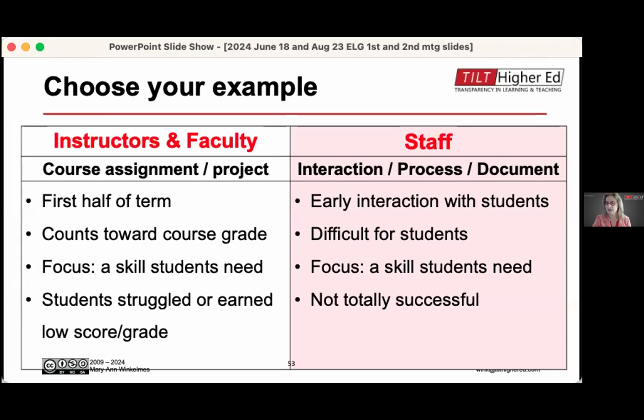A skill they need, an assignment that maybe counts toward the grade, and then something that students struggle with that doesn't work out totally successfully at the moment. Because if it's perfect already, then there's really no need to be tilting it. So those are some descriptors of the type of example that I hope you'll choose for our exercise a little later on this morning.